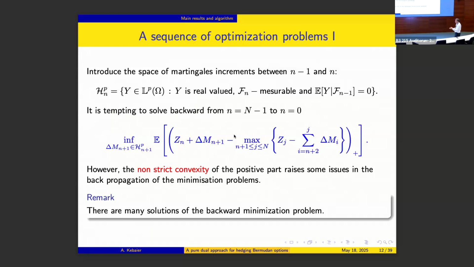And of course, going back to Christian's question, even for this representation, there are many solutions. We can provide many solutions to the backward minimization problem. So this is, of course, not good for our framework.